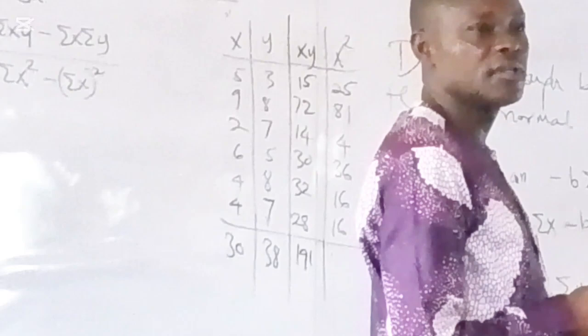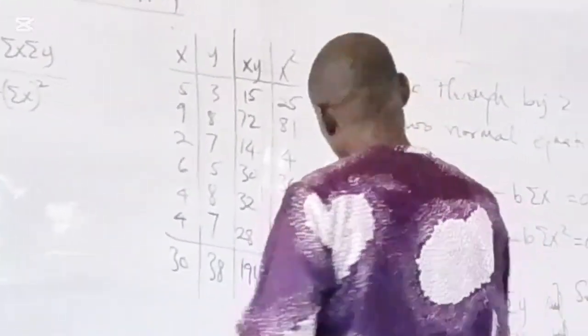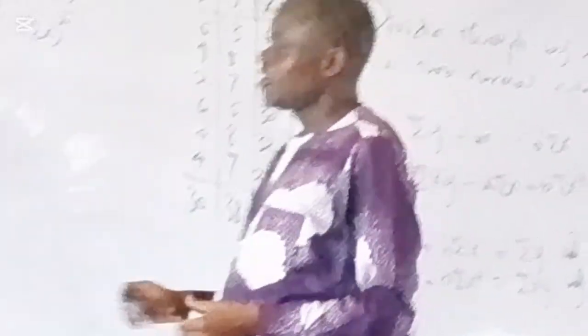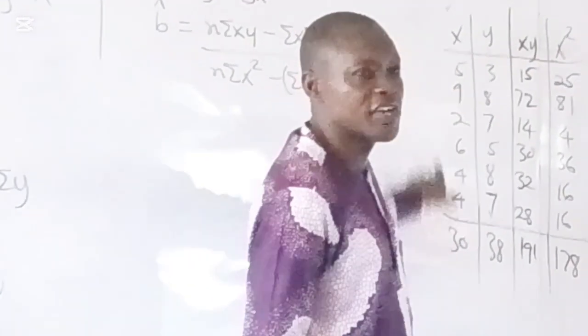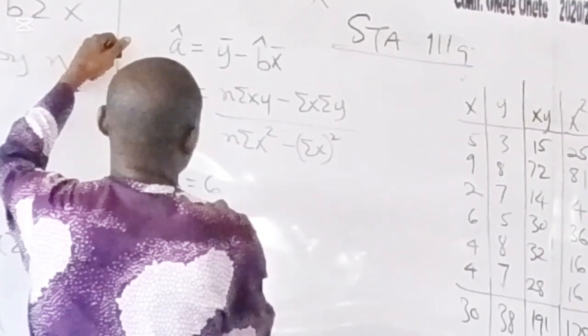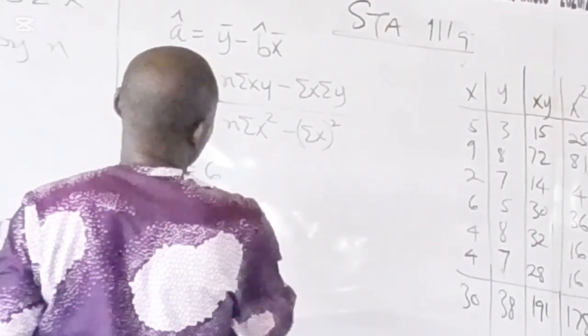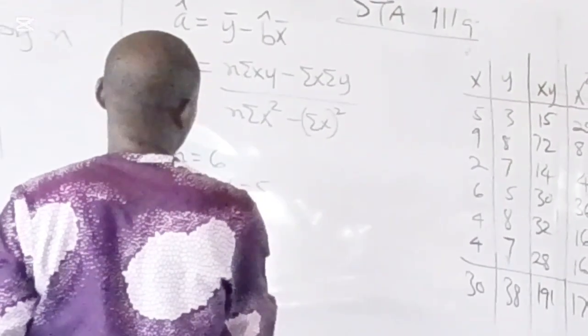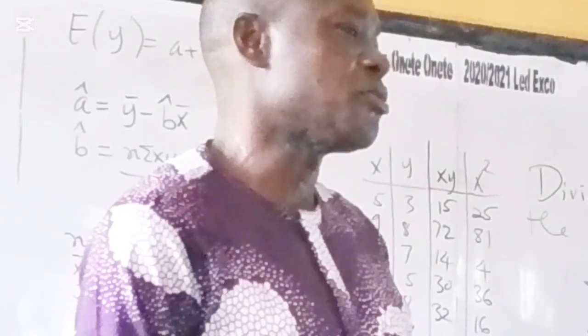178. I don't have time now to calculate that. Now we have x bar. Our n is equal to 6. Our x bar is equal to what? 30 over 6, which is 5. Our y bar is equal to what? 38 over 5 is equal to what? No calculator. 7.6.